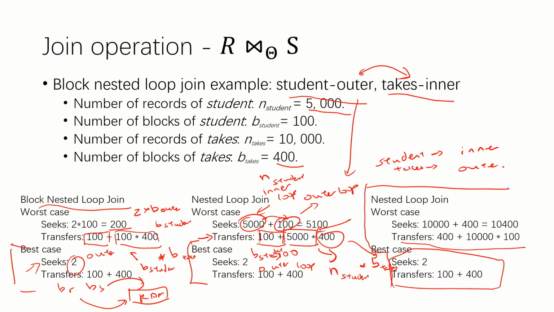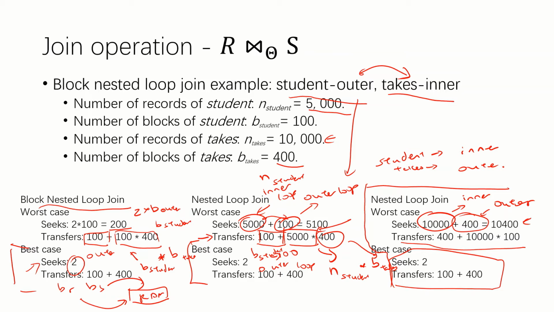So for my seeks, the number of seeks I need to do for the outer loop is going to be equal to 400, and for my inner loop, this is going to be the number of records of my outer loop, which is 10,000. So the number of disk accesses will be 10,400. Okay.